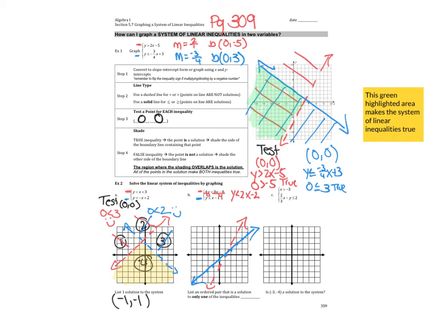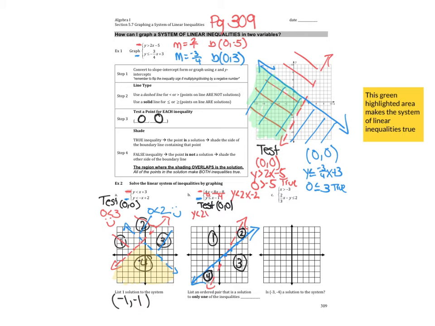Okay, so now our next step is we are going to label our sections. And again, this is why this method might be easier for you to follow, because if you notice, some of our sections are very, very tiny. So again, we're going to test 0, 0.